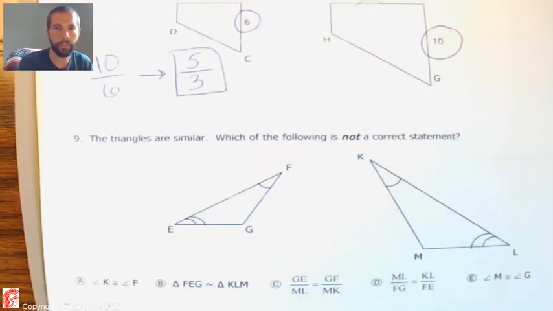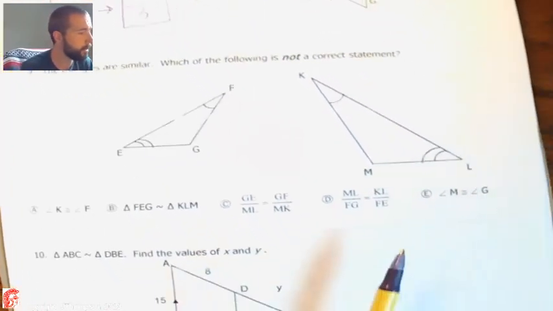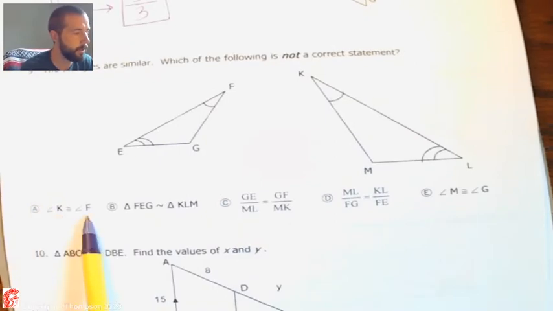Number 9, the triangles are similar. Which of the following is not true? So let's see. First one, angle K is congruent to angle F. Let's look.